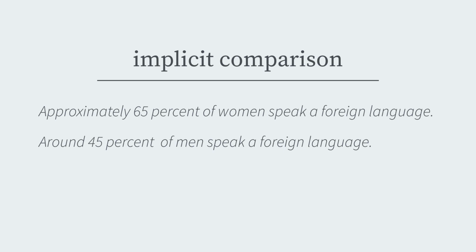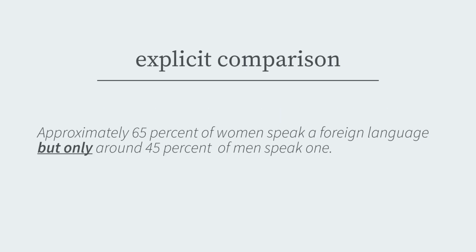trying to make. So we need to make our comparisons explicit by joining those two pieces of information together using a phrase or a word that makes it very clear the point we're trying to make. So here we've said approximately 65% of women speak a foreign language, but only 45% of men speak one. So here it becomes very clear that we are saying the percentage of women is higher than the percentage of men, or the percentage of men is lower than the percentage of women.